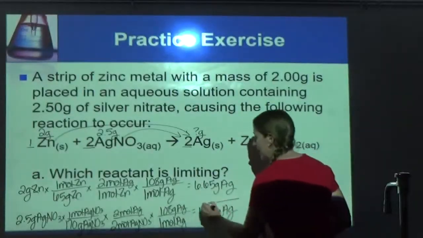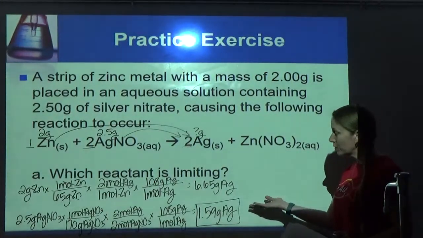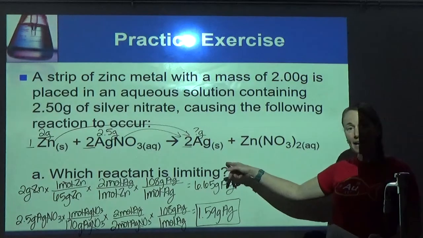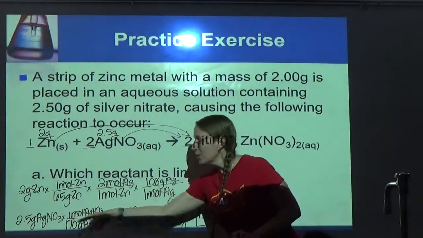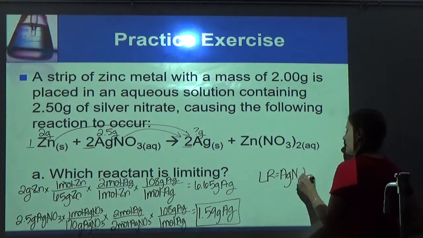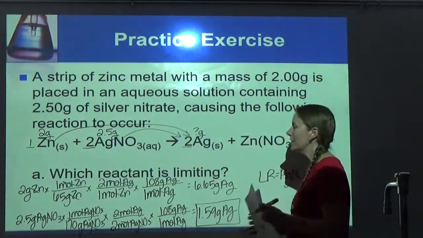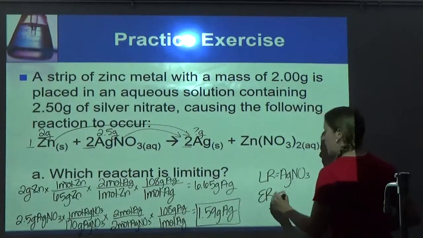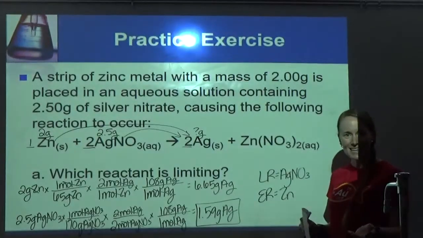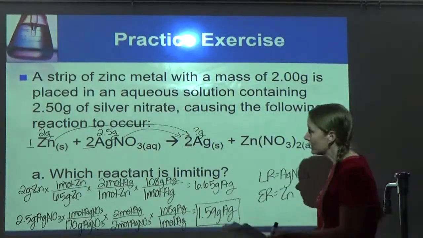So for part B, I can go ahead and see this is my answer for part B, 1.59 grams of silver. But part A asked me which one's limiting. So I know that my limiting reagent is AgNO3 because that's the reactant that made the lowest amount. And again, it didn't ask me for my excess, but I can see my excess reagent is zinc. Okay, and so you can use this answer for part B, just letting you know.